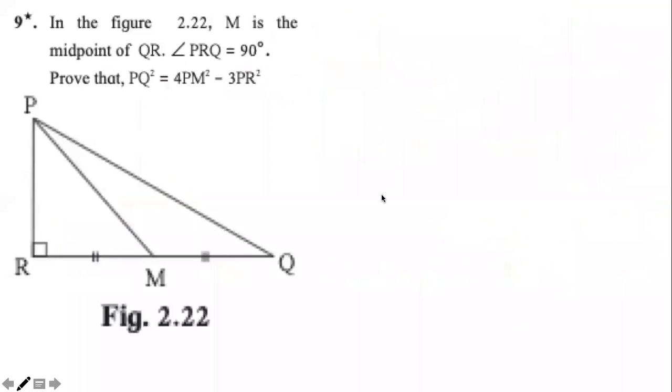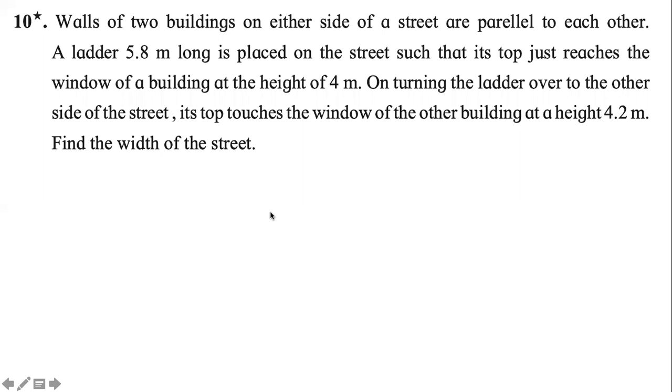Where is this last question? Okay, so this is the last question. It's a word problem. Yes, there's a word problem in geometry. Very interesting situation. I will explain the situation. You will try to solve on your own. It reads, walls of 2 buildings, दीवारें of 2 buildings on either side of a street.